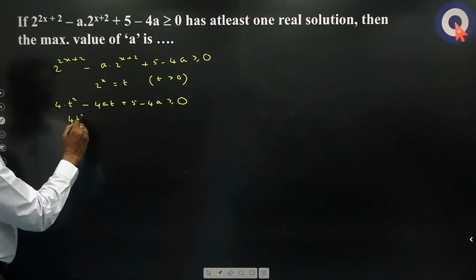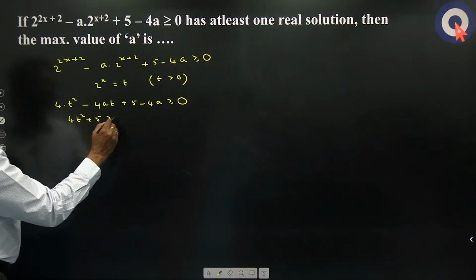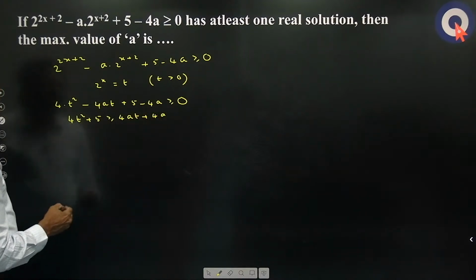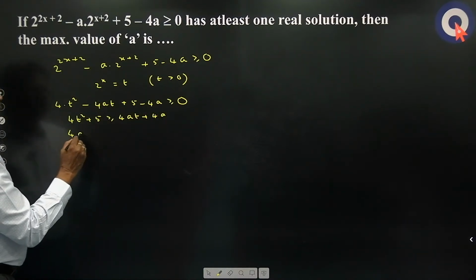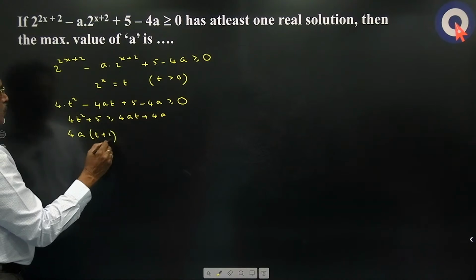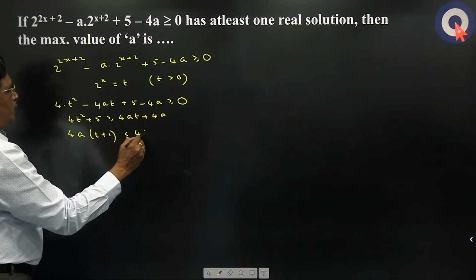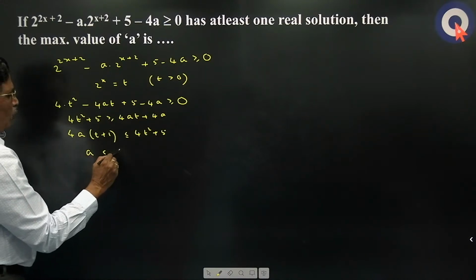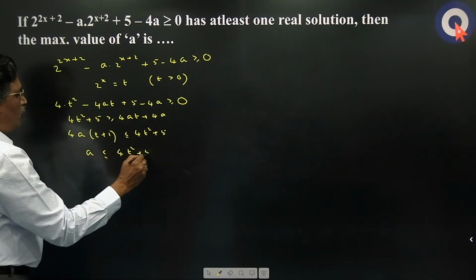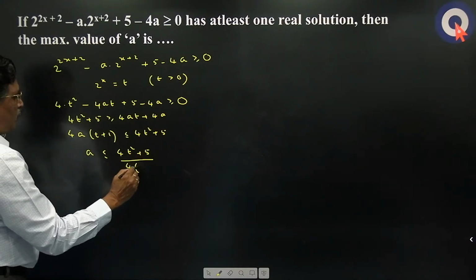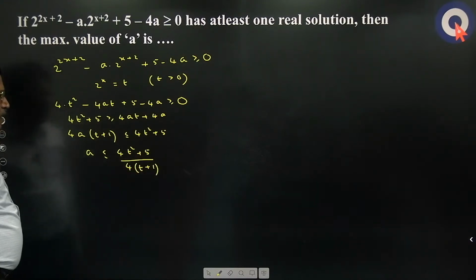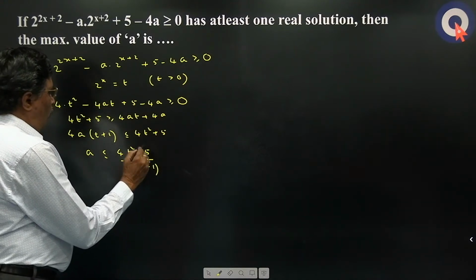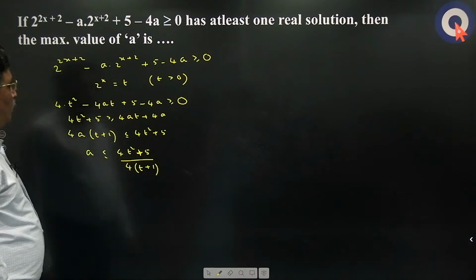So 4t square plus 5 is greater than or equal to 4at plus 4a. In other words, I can write 4a into (t plus 1) is less than or equal to 4t square plus 5. So in other words, a is less than or equal to (4t square plus 5) by 4 into (t plus 1).